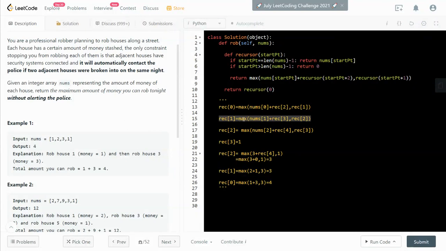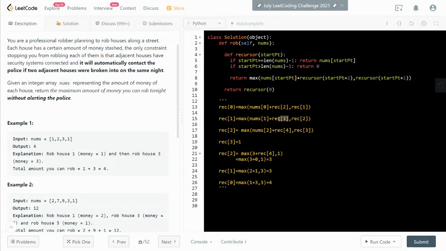To solve those, the first one, rec1, equals the max number at index 1, which is this number here. And rec3 is actually 1, because rec3 is index 3, counting 0, 1, 2, 3, so we are at the boundary here. It is equal to the length of nums minus 1. In this case, the length of nums is 4, minus 1 is 3, so we are at the boundary and we simply return that number, which in this case is 1.